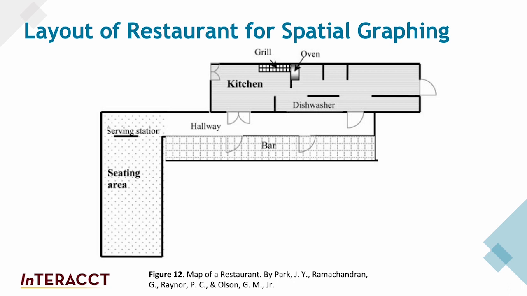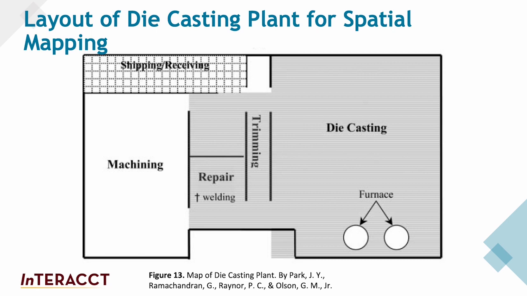Park et al. mapped PM in a restaurant and in a plant performing machining in a die casting area. As shown here, the kitchen contained an oven and a grill, which were noted as obvious sources of PM. Because of the presence of these sources, sampling efforts were maximized in the kitchen area of the restaurant. Likewise, in the plant, the die casting area contained furnaces and the repair area contained a welding station. The furnaces and welding station were assumed to be sources of PM in that plant as well.